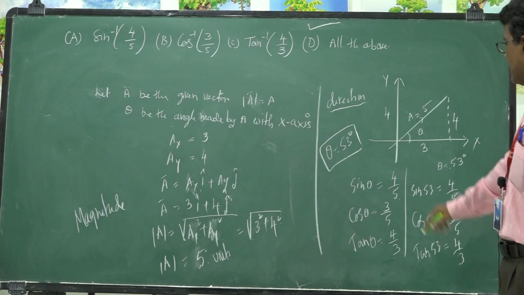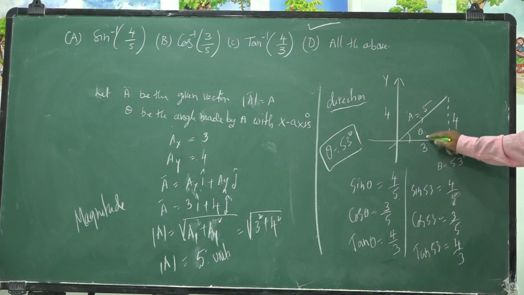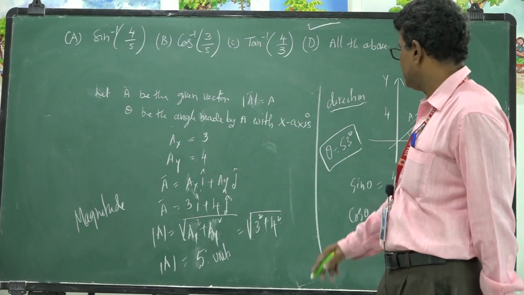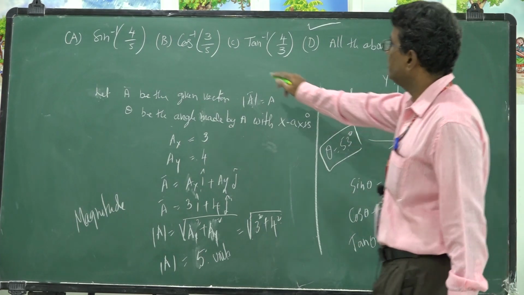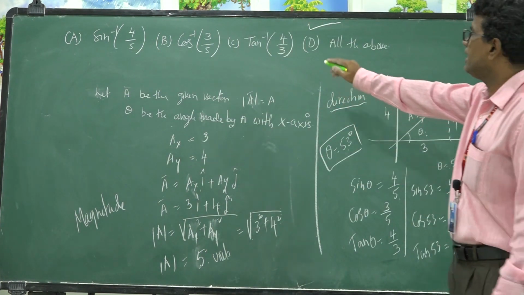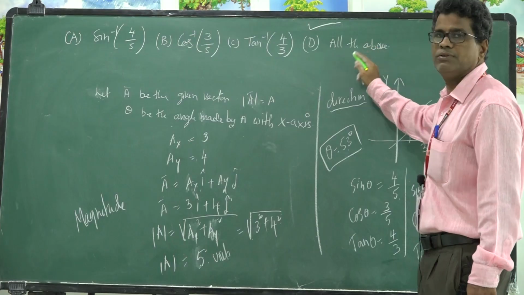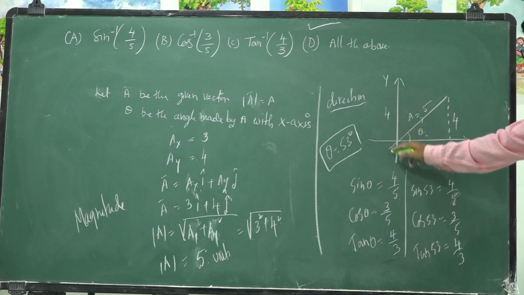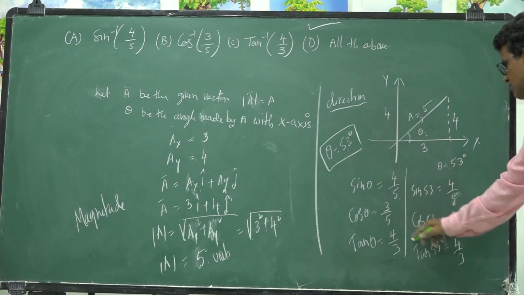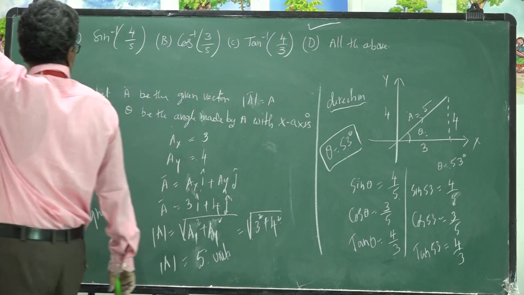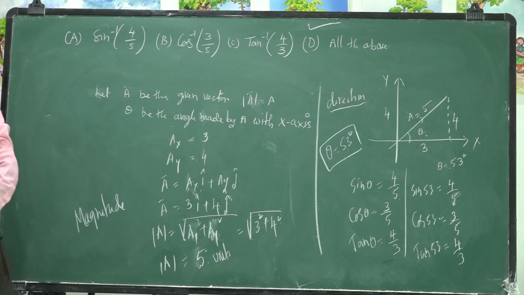You can write the angle like this: theta is 53 degrees is the answer. If 53 degrees is not present as an option, then you find these options: sin inverse 4 by 5, cos inverse 3 by 5, tan inverse 4 by 3, all the above. The answer is all the above, because in this triangle everything holds good. True. This is the magnitude and the direction of a vector.